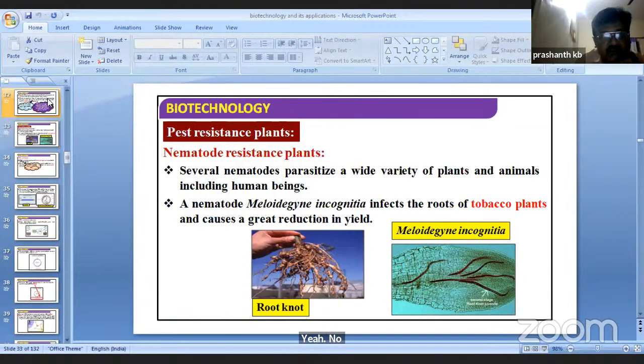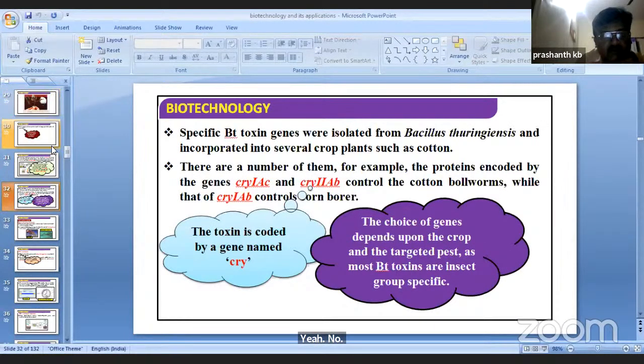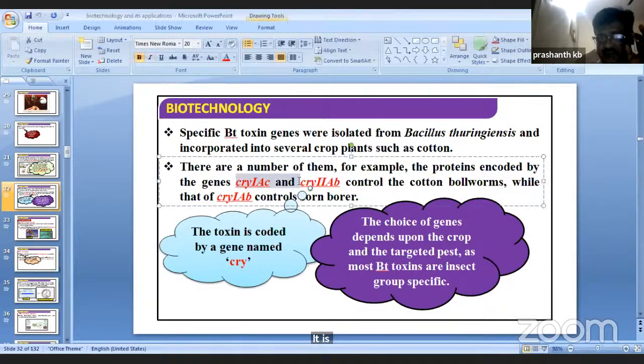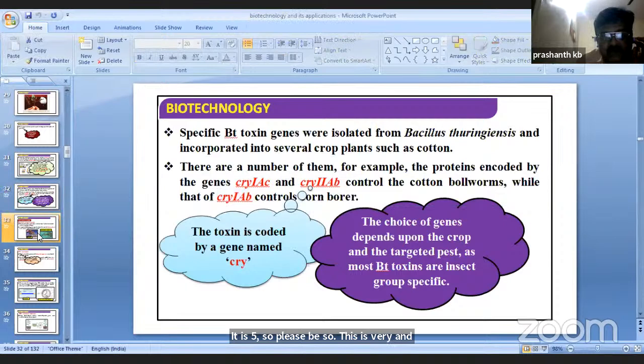This one. As I explained, in cotton plant, it is Cry1Ac and Cry2Ab. In the corn borer, it is Cry1Ab. So please be specific. This is a very important 2 marks question, this point. And corn borer is a 1 mark question. Is it clear? Let us go to the next slide.